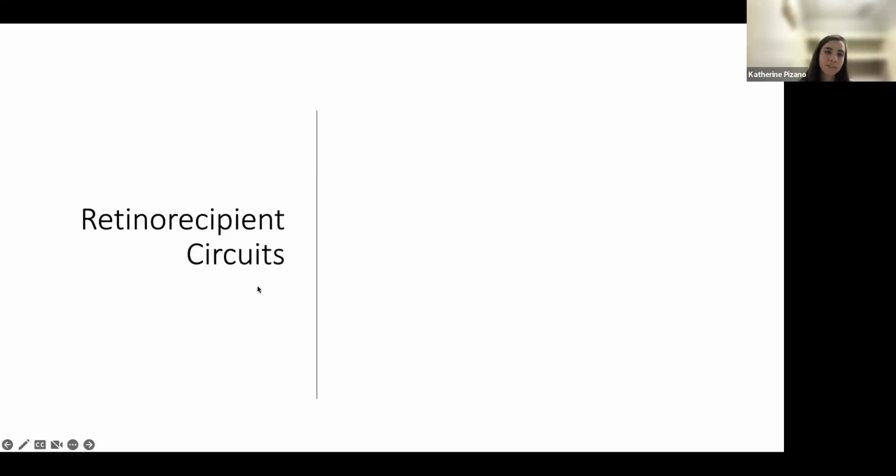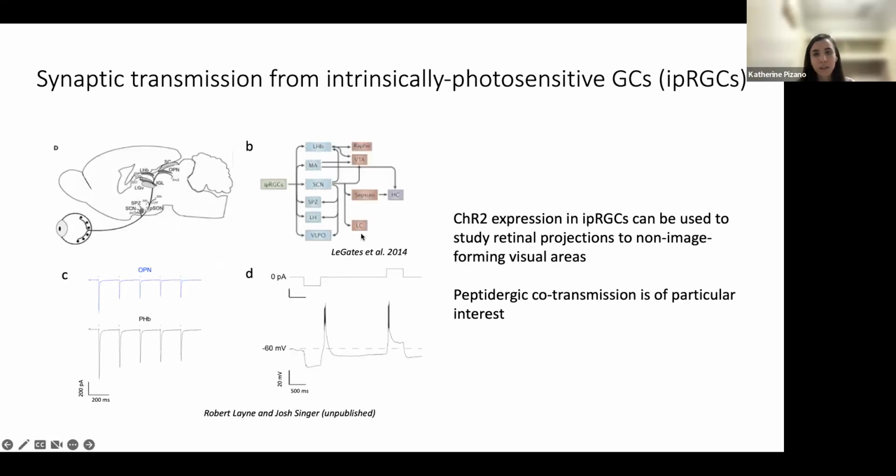So with that, moving on to the second part of the talk, I now want to focus on recent work that I've done looking at retinorecipient circuits. Previous work in the lab showed that we can also use this optogenetic stimulation to stimulate ipRGCs and study retinal projections to non-image forming visual areas. So figure C here shows an example of this stimulation being given to these ipRGC axons. And then you can record excitatory postsynaptic currents in cells within both the OPN, or olivary pretectal nucleus, and the PHb, 2 regions that are known to be retinorecipient.